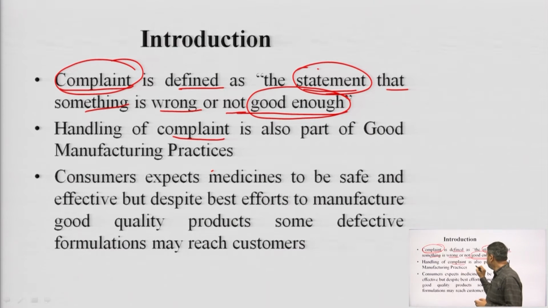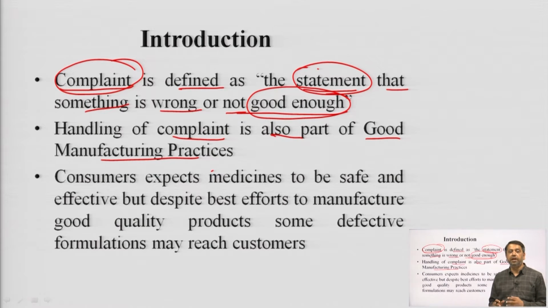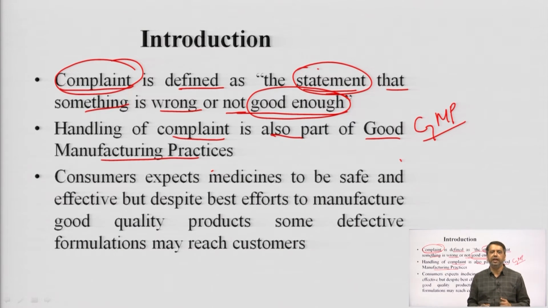Now, the handling of complaints is also part of good manufacturing practices. The handling of complaints is very important, and every pharmaceutical company deals with complaints in a very serious manner, because this is a part of GMP guidelines. GMP guidelines state that there should be a mechanism to deal with any kind of complaints that arise from the market through practitioners or consumers or any sort of quality complaints. Since it is included in GMP, all the pharmaceutical companies are bound to follow the rules and regulations.